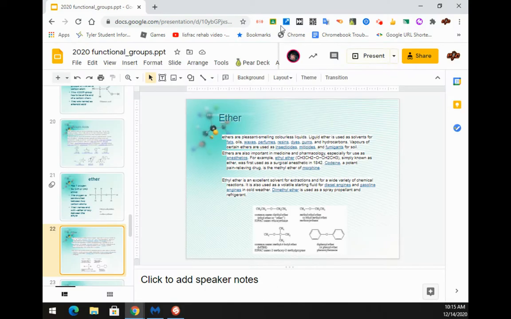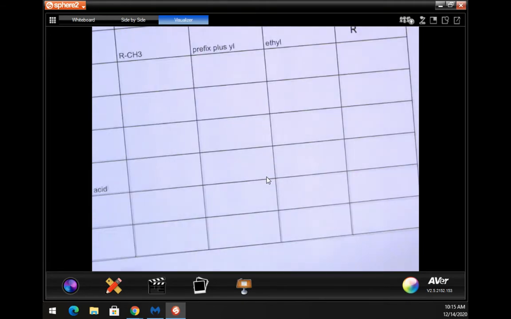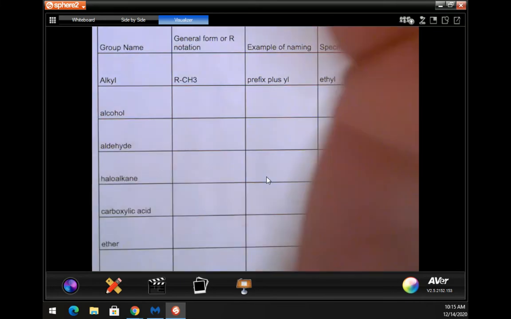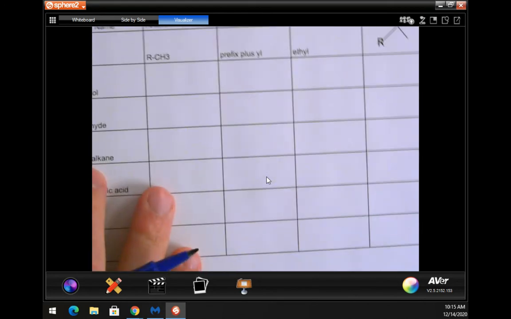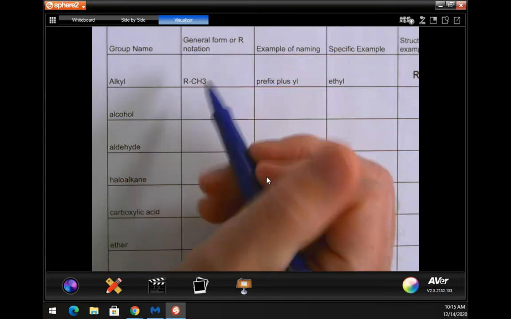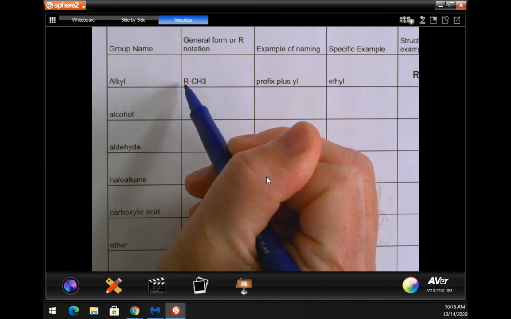All right, so now the next part is the chart. So if you get your chart out, let's go through it. The alkyl is already done for you. Remember, alkyls are baby alkanes. They're smaller alkanes that are on larger alkanes. So the R, everybody remember what the R stands for? It could be one carbon or it could be 100 carbons. It's like X in math class. It's a variable.